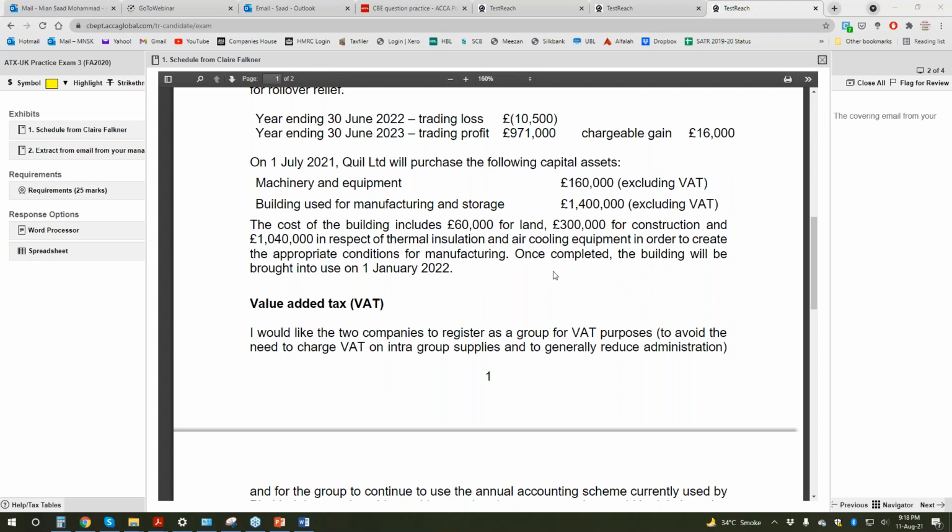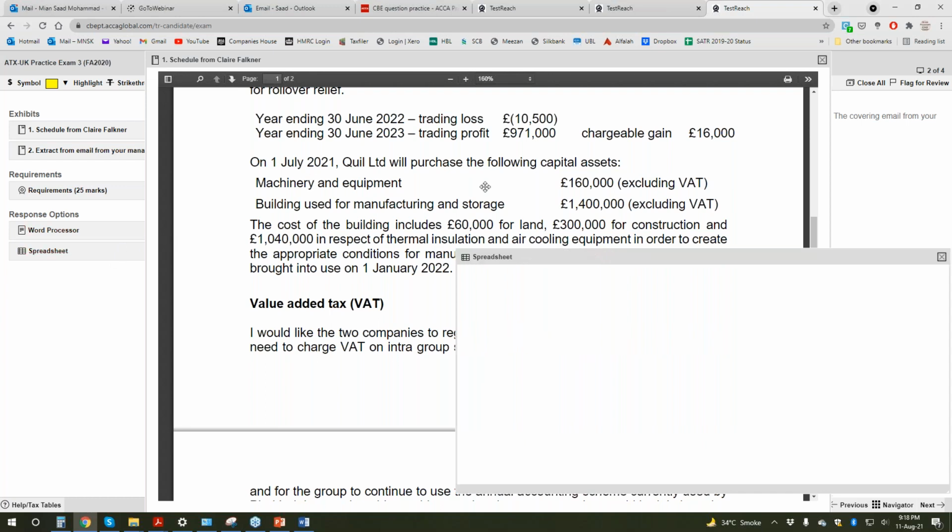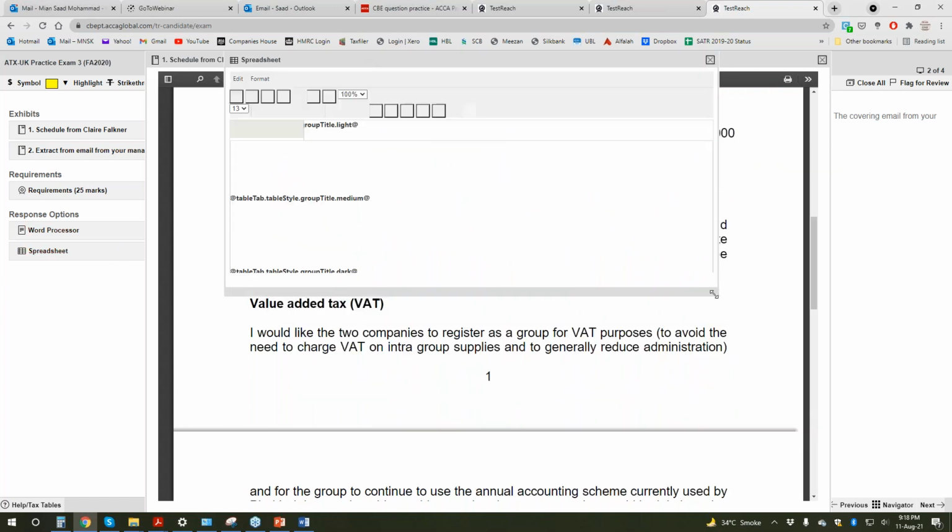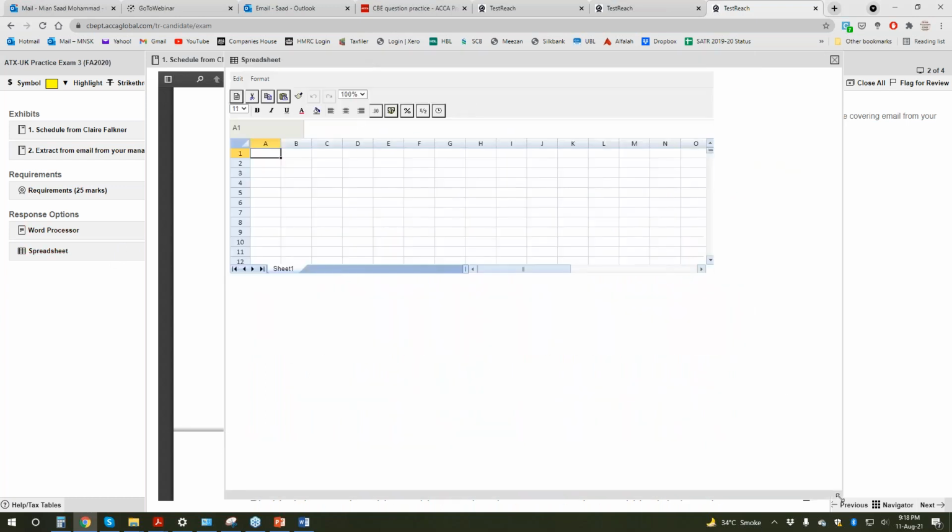We will be using a spreadsheet as it includes a lot of calculation, and in between we can provide the explanations. If there is any question, please put it into the question section. For now, I am moving on to the answer. So let's open the spreadsheet and start answering the question.